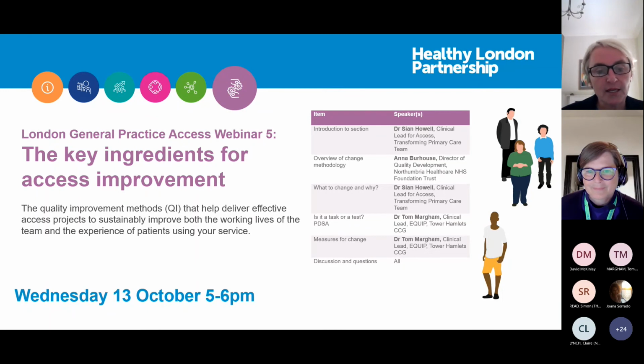And today we're going to be looking at key ingredients for access improvements. So really looking at some of the QI methodology and some of the metrics that can help us deliver change in our practices. So today we're going to have an overview of change methodology. We're going to look at how to choose an access improvement project that's right for your practice. We're going to be looking at tests, tasks and PDSAs and measures to support change.